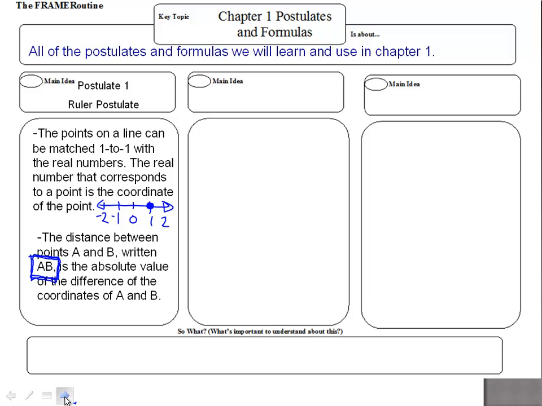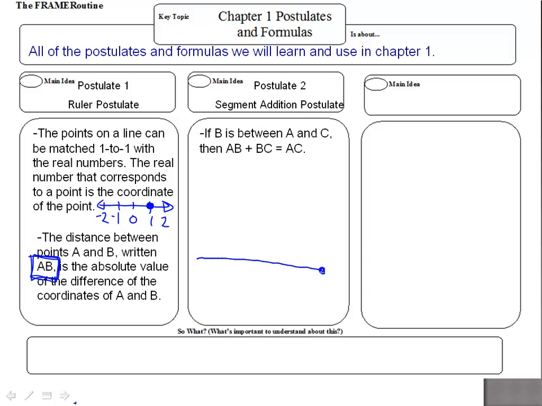The next main idea in this frame is Postulate 2. This is called the Segment Addition Postulate, another really basic one. It says that if B is between A and C, so I'm going to draw a picture down here. Here's my A, here's my C, and I'm going to put a point B in the middle of them. If B is between A and C, then the distance AB plus the distance BC equals the distance AC.